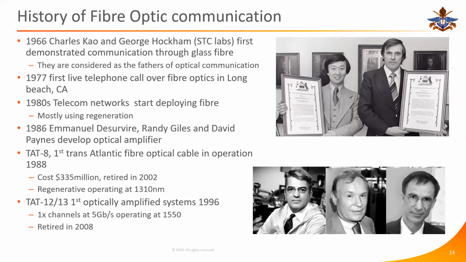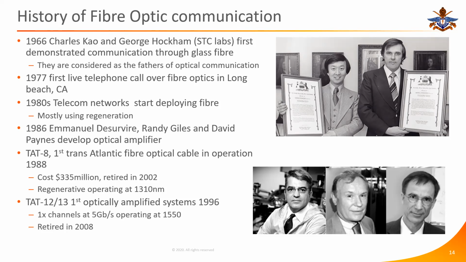Now, the next chapter came out because of these people. The two top pictures are Charles Kao and George Hockham. They were the first people, in 1966, who introduced fiber optics as a telecommunication method. So from 1870, it took almost 100 years to realize light transmission for telecommunication. The first time we managed to send a telephone call over a cable, not undersea but over a land cable, was in 1977.